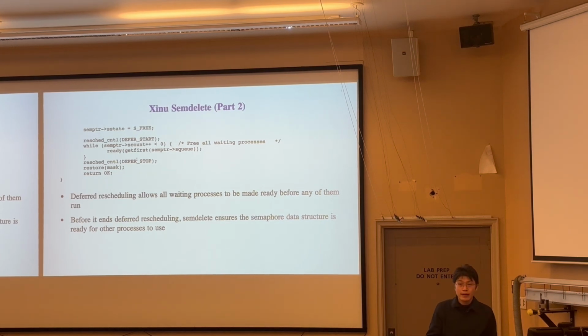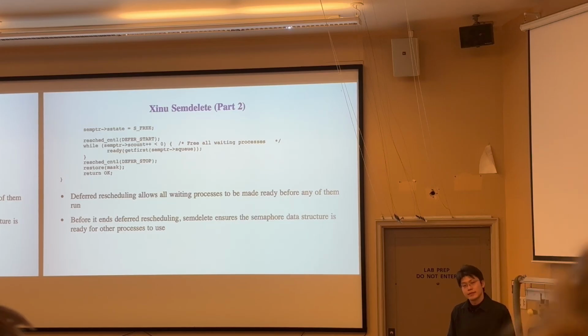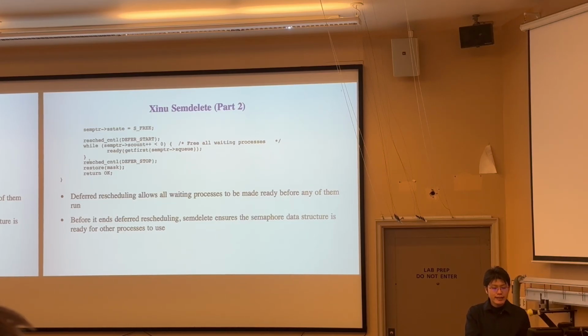Does anyone want to take a guess? What does this mean, and why do we need this reschedule control? Yes, it keeps reschedule from getting called while you're making all the other processes ready. Exactly. In this while loop, because this is a deletion of a semaphore, we need to release all of the processes that are blocked on this semaphore. We cannot just remove one of the blocked processes and reschedule. We want to remove all of them, making all of them ready before we call reschedule.